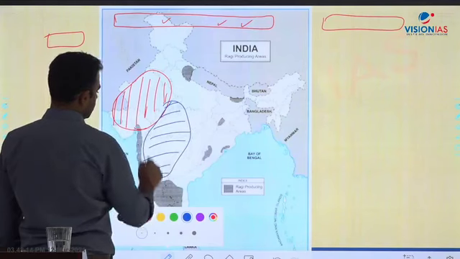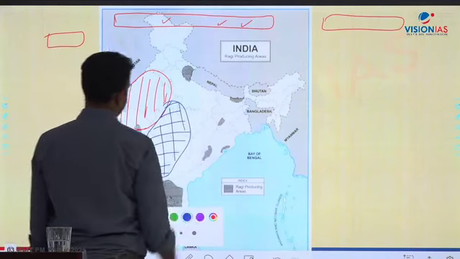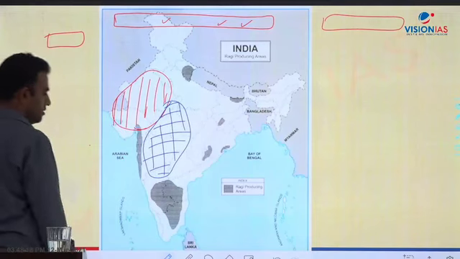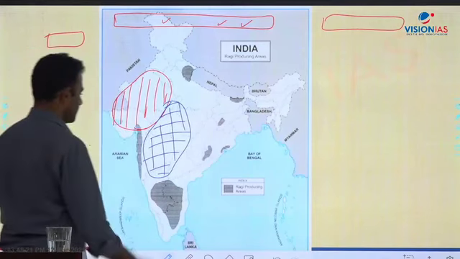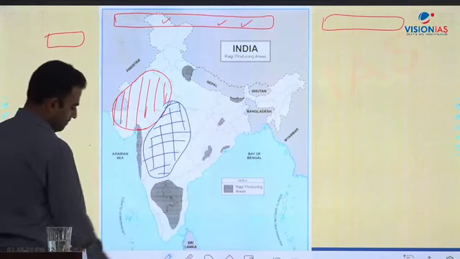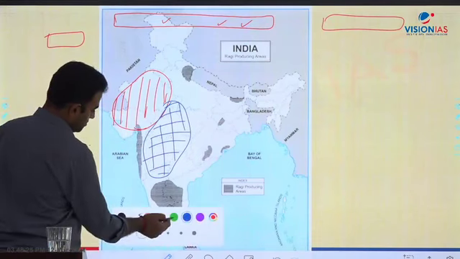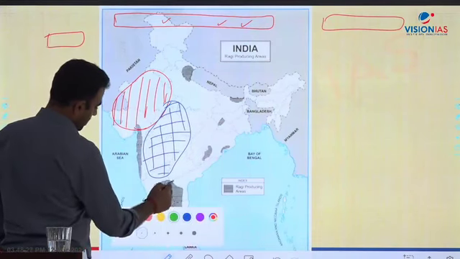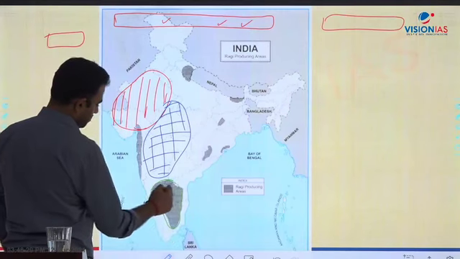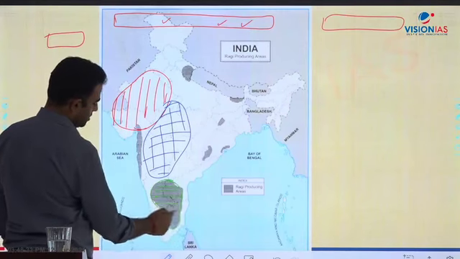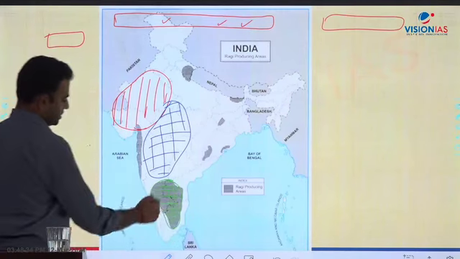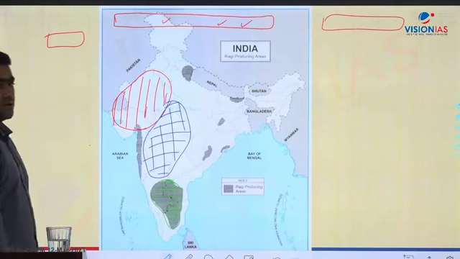This is jowar. Maharashtra is very very famous for jowar. Any of you have had jowar roti? Very tasty, very nutritious. Maharashtra as well as northern Karnataka. And this is ragi. Ragi तो बहुत nutritious है. Lower Karnataka, Tamil Nadu and Andhra Pradesh, in this junction we have ragi.